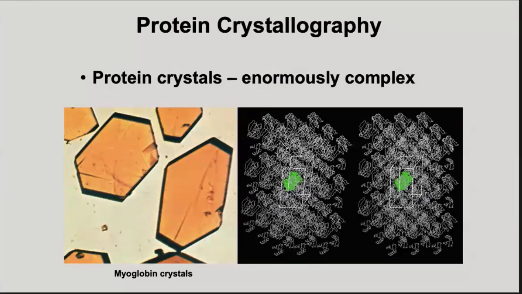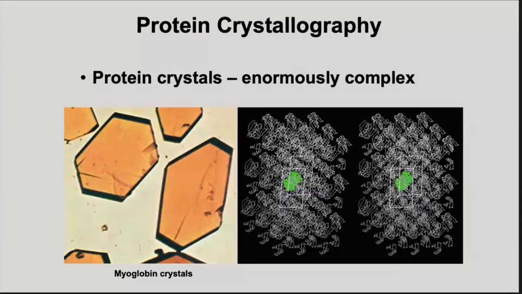What you're seeing on the right, it's kind of hard to understand, but the little green squiggles inside that box represent one complete protein molecule, and that's actually a little backbone model of the protein. So all the little squiggles represent all the alpha helices and beta sheets and all those other components of protein structure. And then all the white things represent that same exact protein just repeated over and over again, thousands of times, tens of thousands of times, to create a crystal.